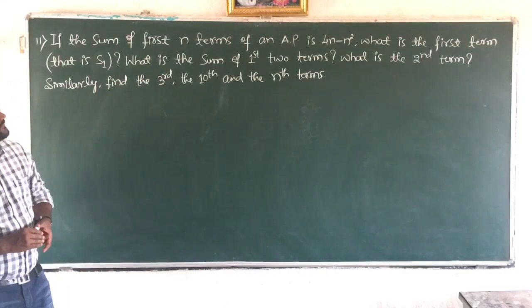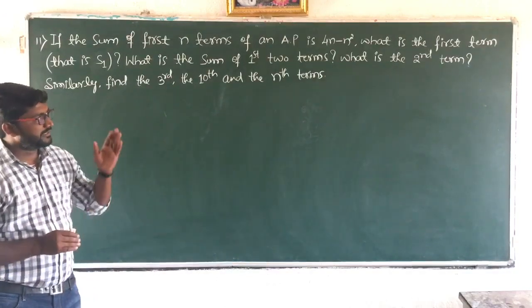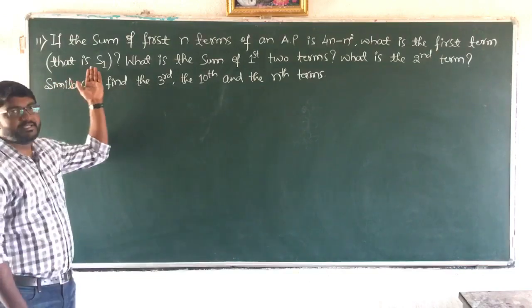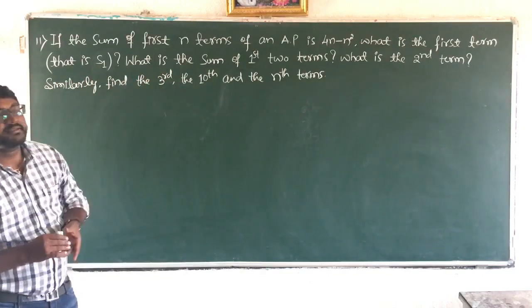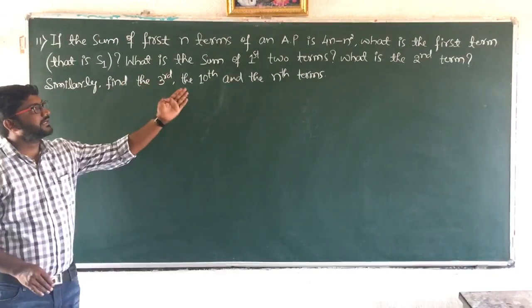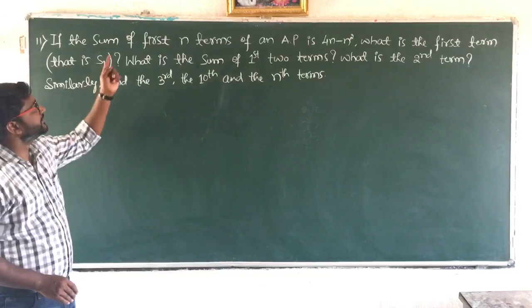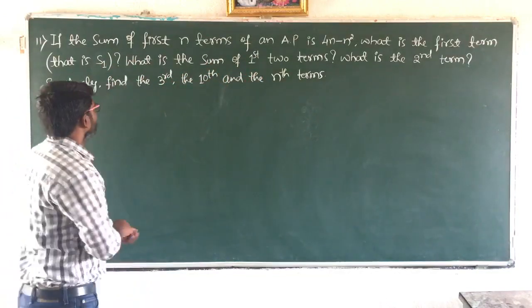If the sum of first n terms of an AP is 4n minus n square, what is the first term? That is S1. What is the sum of first two terms? What is the second term? And similarly, find the third, the 10th and the nth terms. So he has given Sn, that is 4n minus n square. So see here.